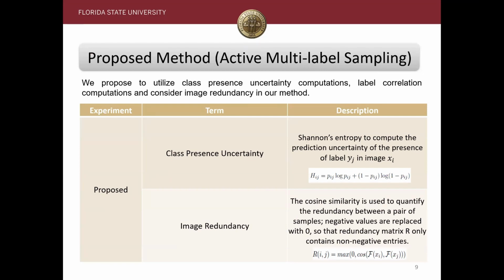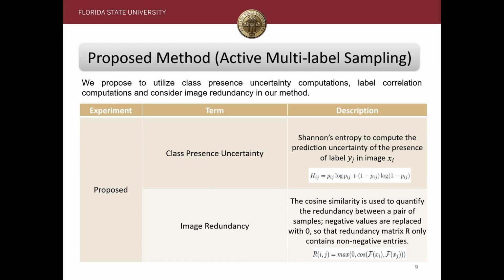So we'll talk about our proposed method. It's called active multi-label sampling. There are a few terms in this method. We'll first get started with class presence uncertainty computation. Then we have label correlation computation, and we also consider the image redundancy in our method.